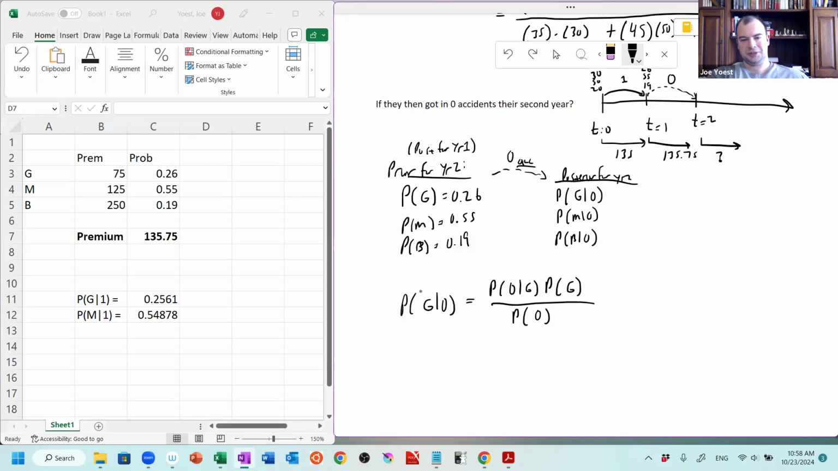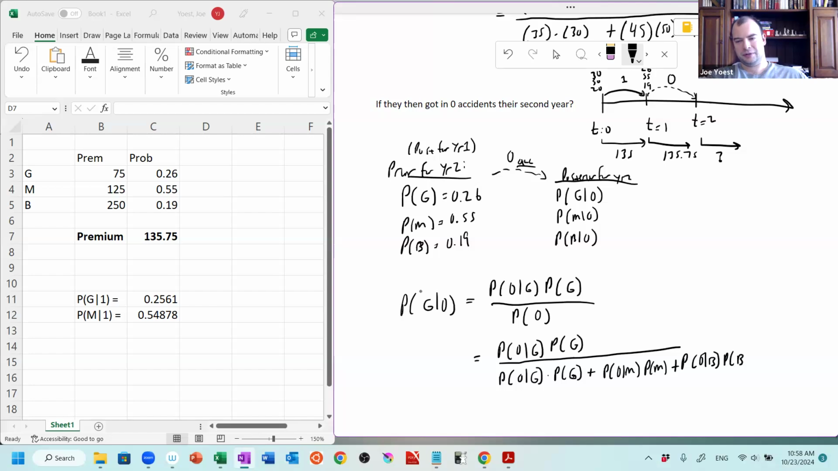And like before, I know there's a few different ways of getting in 0 accidents. I could get in 0 accidents and be a good driver. Or I could get in 0 accidents and be a moderate driver. Or I could get in 0 accidents and be a bad driver.